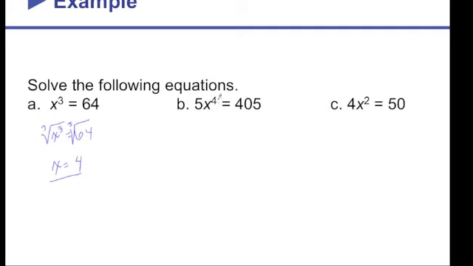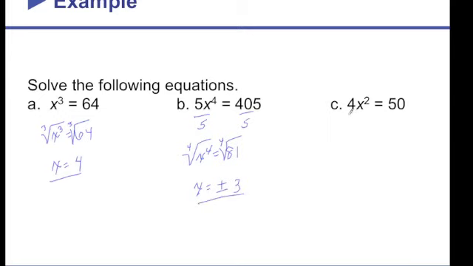This one, we want the x to the fourth by itself before we find the roots. So let's divide by 5. x to the fourth equals 81. And now I can take a fourth root. And x can equal, now because this is a fourth root and it's an even root, plus or minus. And then the fourth root of 81 is 3. So plus or minus 3.